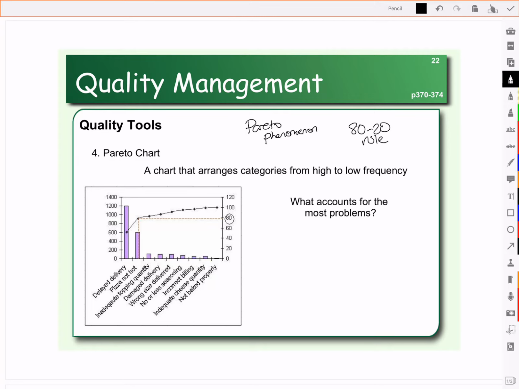So let's look at this example here. Okay, so this is a chart. It's organized from highest to lowest frequency, and in this case, we're looking at deliveries of pizzas. What you see in the vertical columns here is the number of complaints about our pizza delivery company. You'll notice that delayed delivery had 1,200 complaints, and pizza not being hot had 600 complaints. Now we have lots of different types of complaints that only had a handful of them.